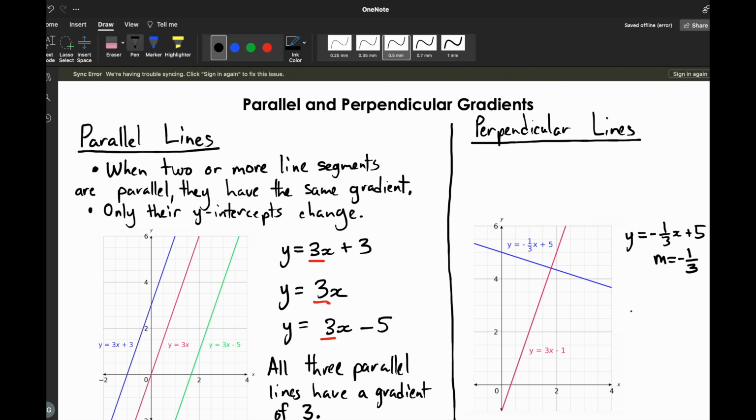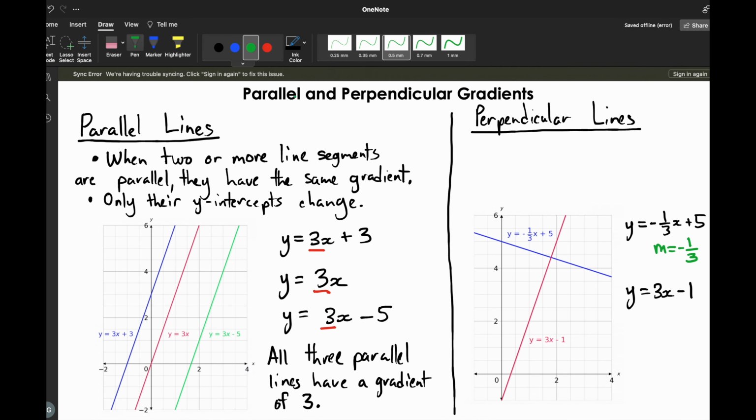Now, looking at the next equation, 3x minus 1. For this one here, what is the gradient? 3. Lovely. So the gradient is 3, and we know this because of this 3 here from our equation y is equal to mx plus c. Remember, this part represents the gradient. Now, we have two different numbers here. Notice when they are parallel, they have the same gradient.